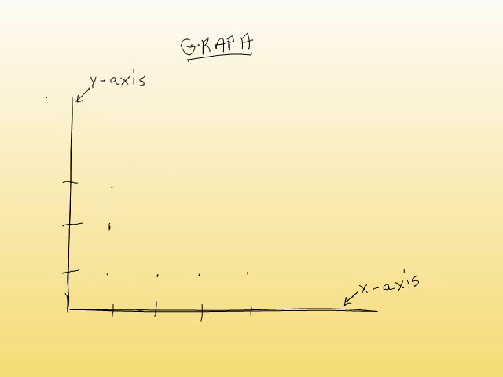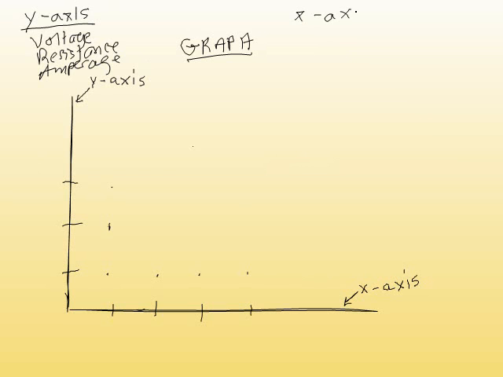You might see something on the y-axis, for example, and the y-axis is where you'll see, depending on what you're measuring, voltage, resistance, or amperage. And on this x-axis, you'll see time, whether that's 1 second or 1 millisecond or 1 microsecond.